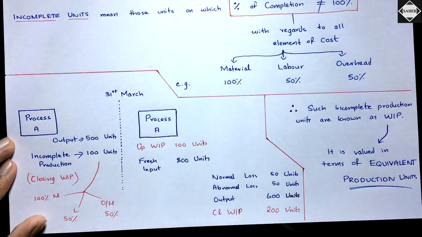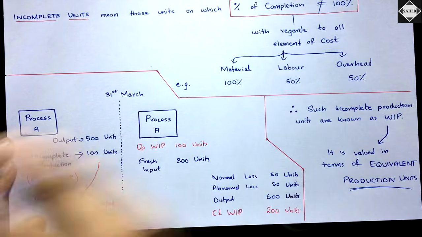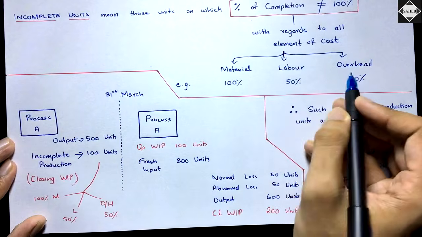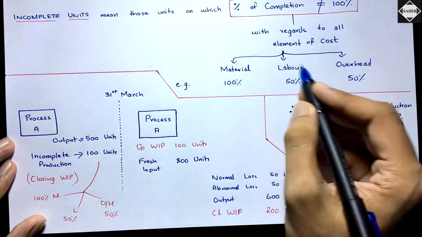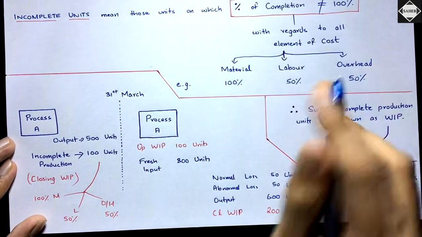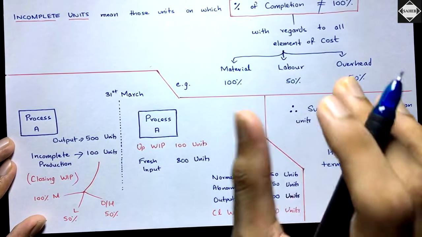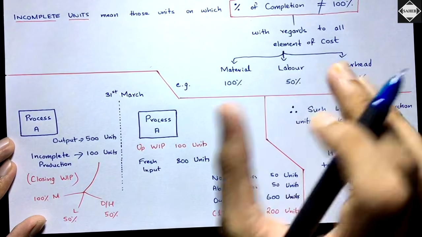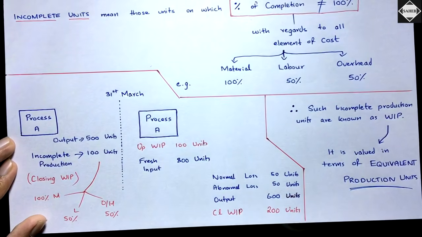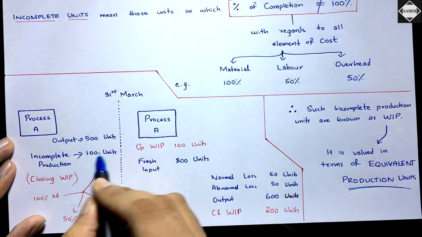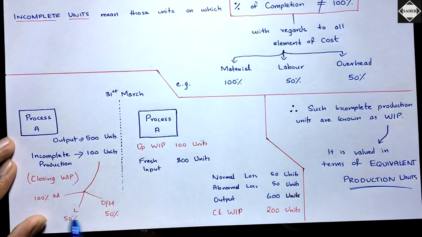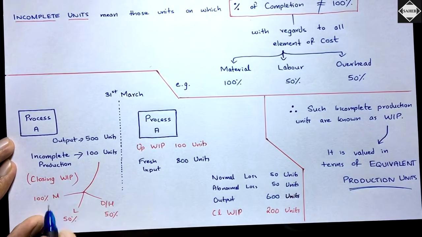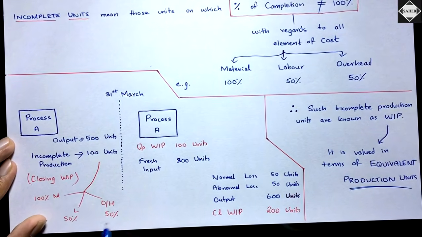When they give you this, a separate percentage will be given for material, but for the labor and overhead, 99% of the time the percentage of completion will be the same. So what did I say? There are 100 units over here, incomplete production, and these are the percentages of completion with regard to the elements of cost: material, labor, overhead, 100%, 50%, 50%.